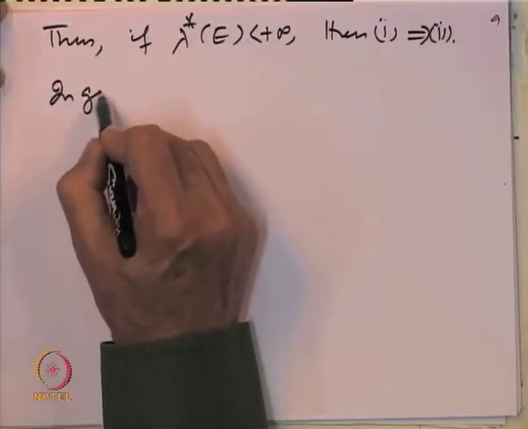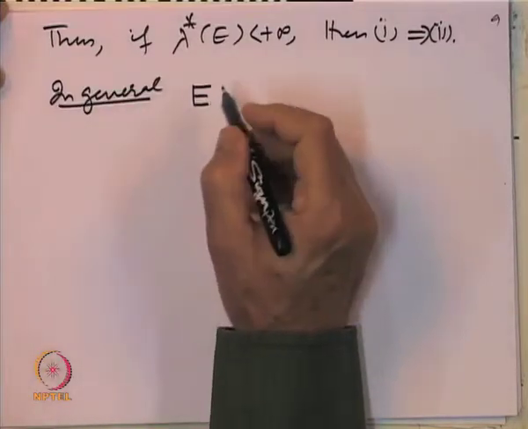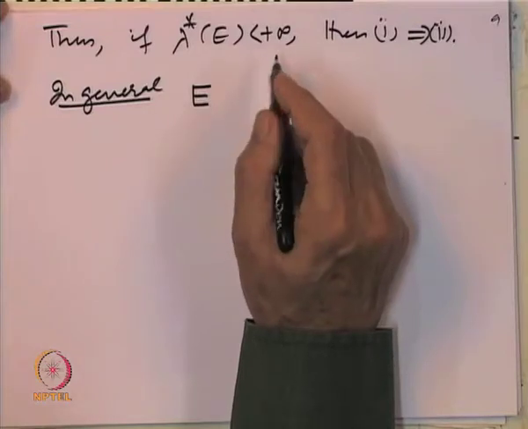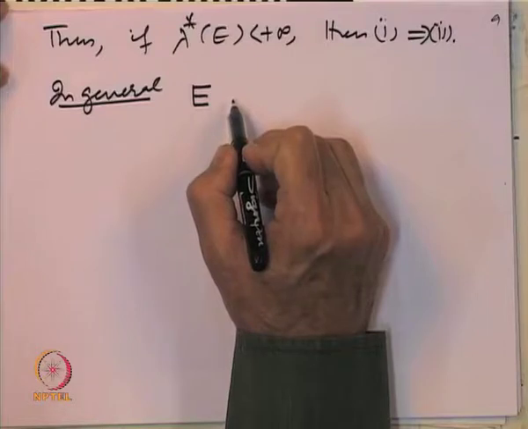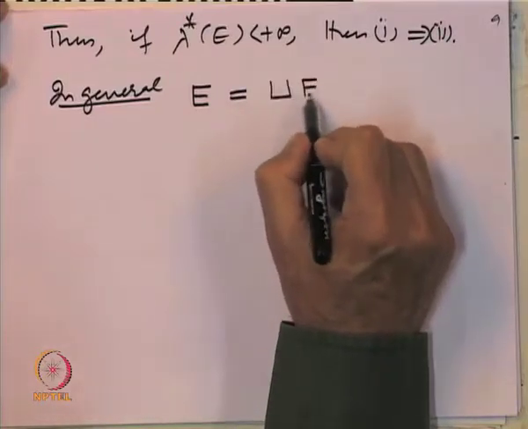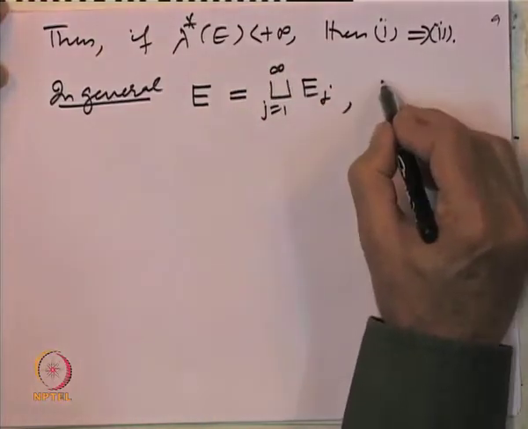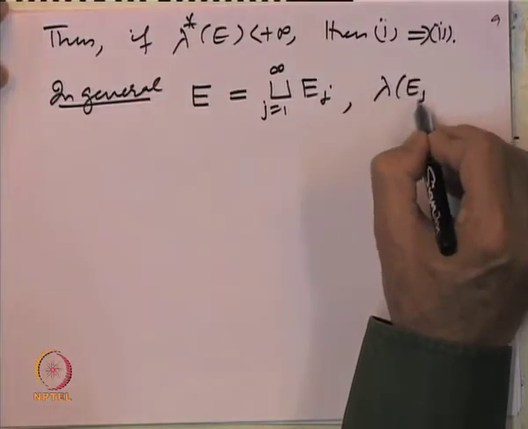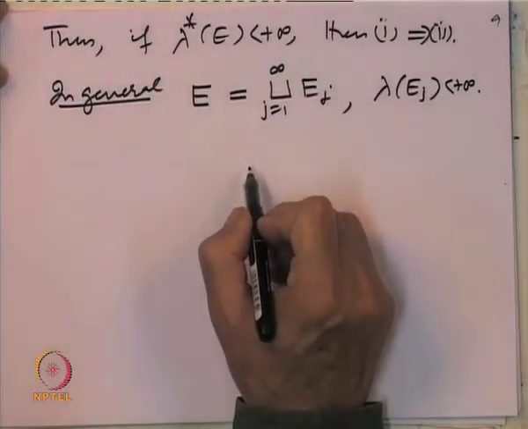So, that is what we are going to do now. Let us consider the general case. In general, the set E, which is Lebesgue measurable, may not have a finite Lebesgue measure, but the Lebesgue measure being sigma finite, we can write E as a disjoint union of sets E j, j equal to 1 to infinity, such that lambda of each E j is finite. It is a measurable set and it is finite.